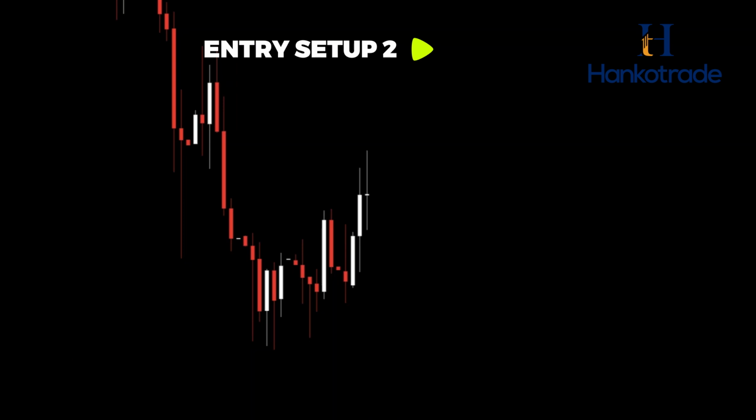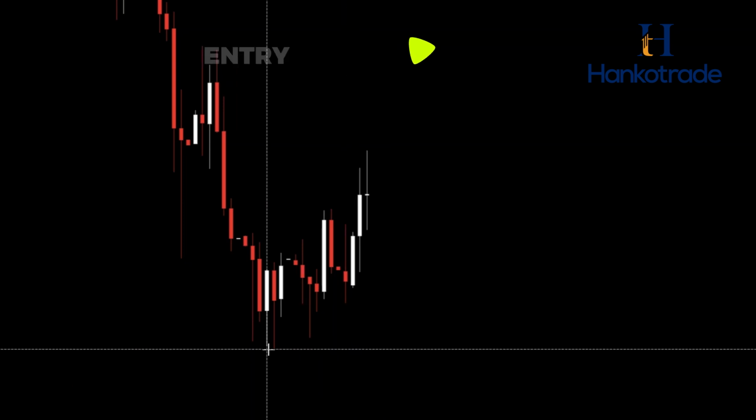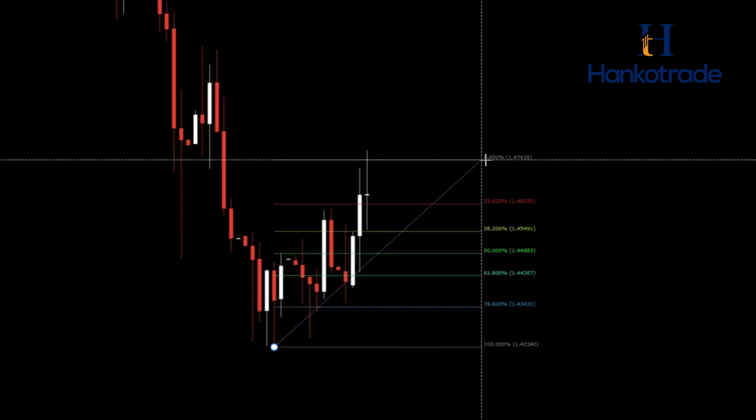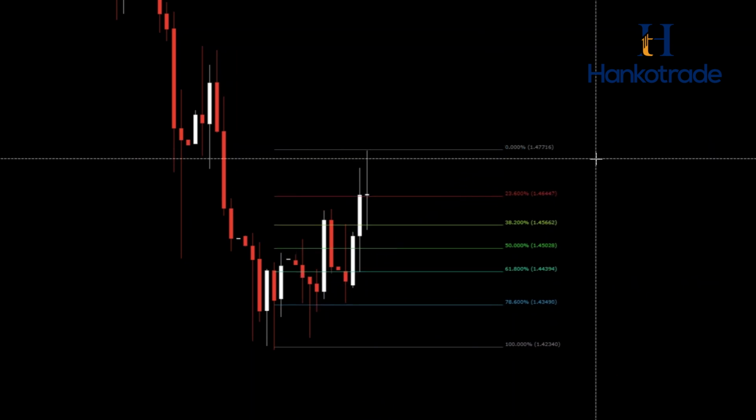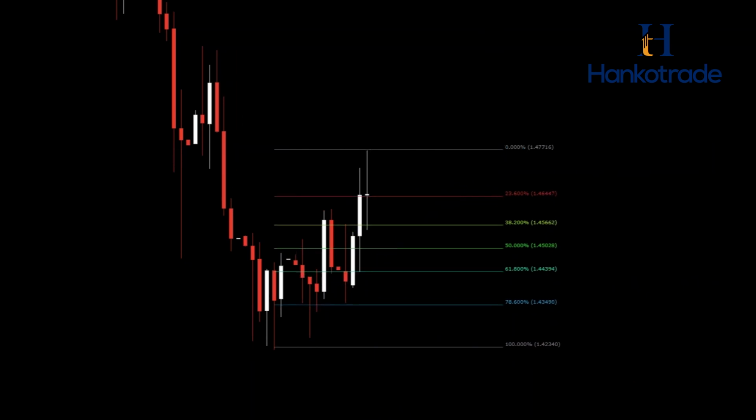And the second trading setup, if there is no fair value gap in the order block, we can apply a different approach. We will utilize the Fibonacci retracement tool, drawing it from the start to the end of the change of character move.